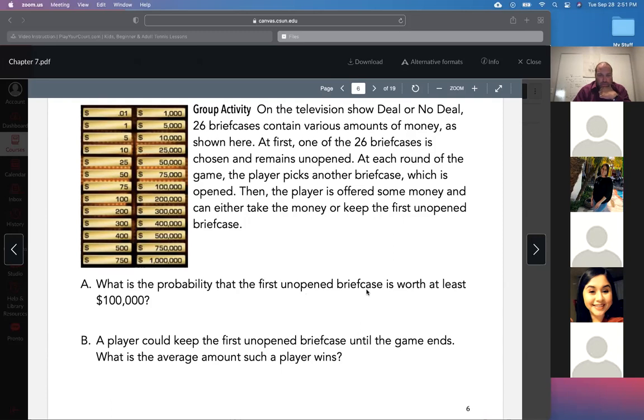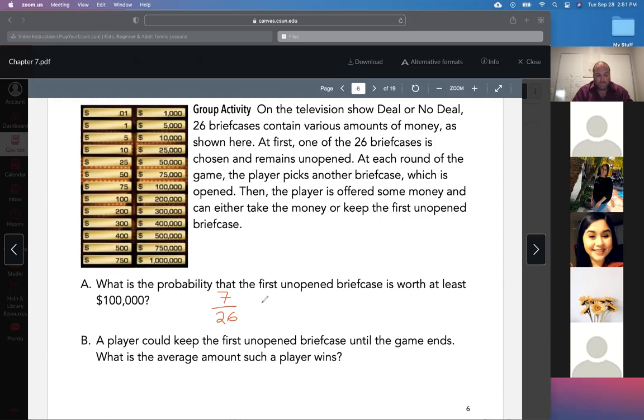7 out of 26. Well, let's take a look. 1, 2, 3, 4, 5, 6, 7. 7 briefcases satisfy the condition at least $100,000. 26 briefcases in total. So 7 out of 26. Make sense? Yeah. Okay.